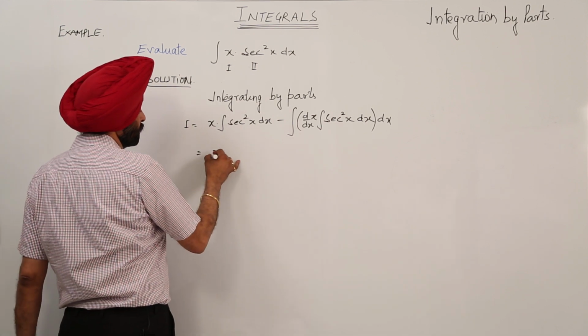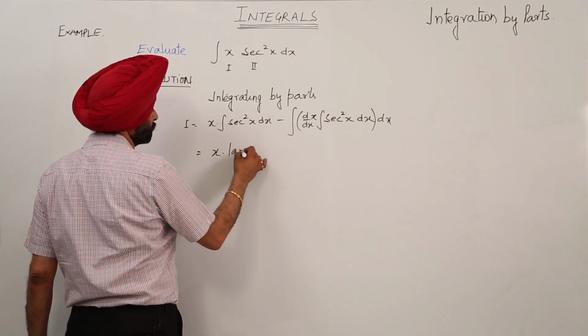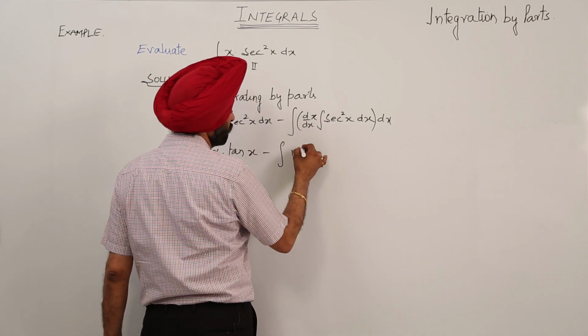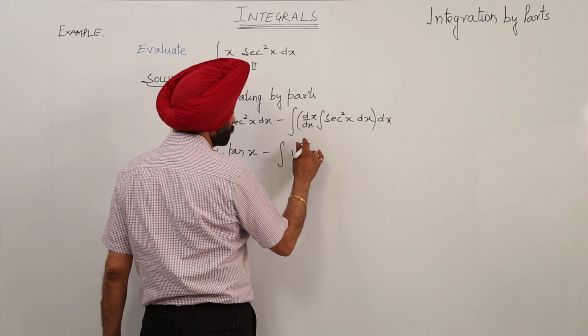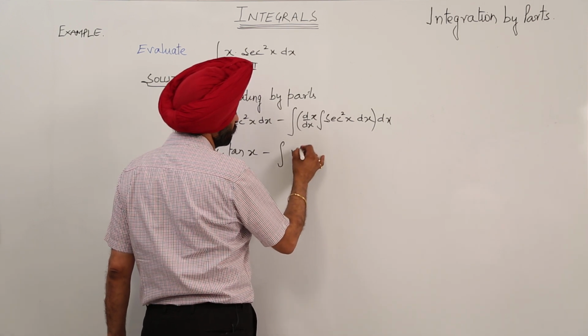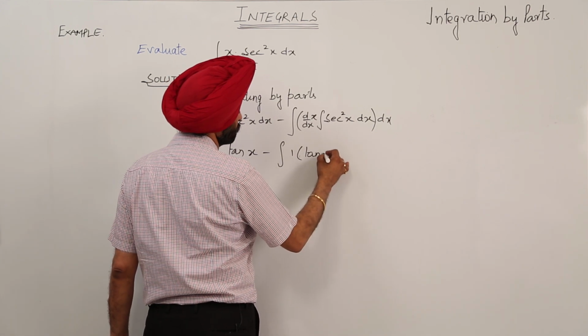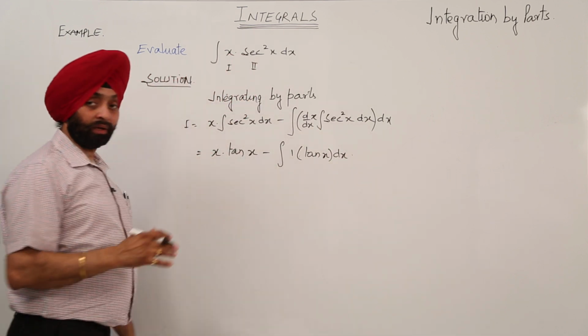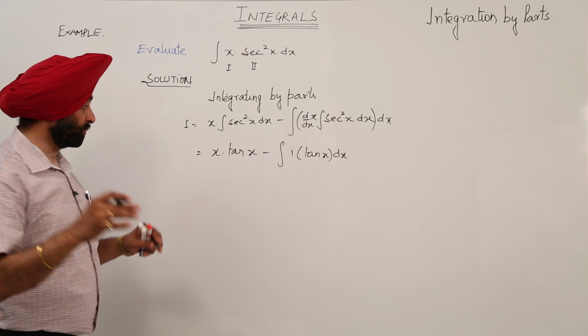Now x tan x minus integration of 1 with tan x dx. Now here we can go with two different steps.